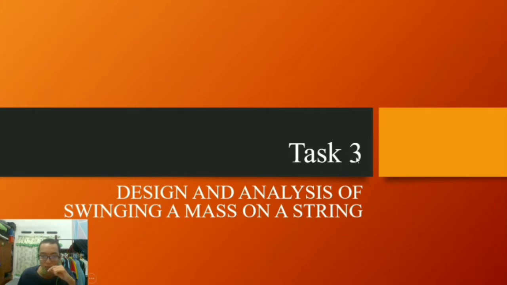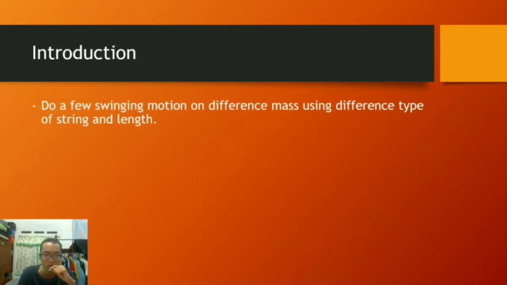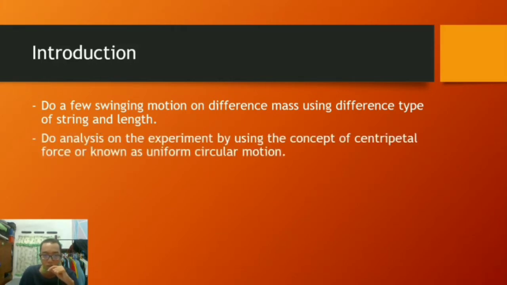Our project is Task 3, which is design and analysis of swinging a mass on a string. What we need to do for our project is a few swinging motions on a different mass using different types of string and length. After that, we need to do analysis on the experiment using the concept of centripetal force, known as uniform circular motion.